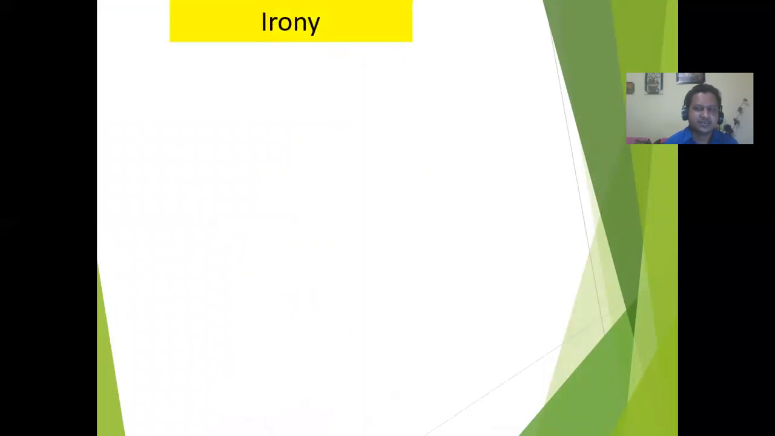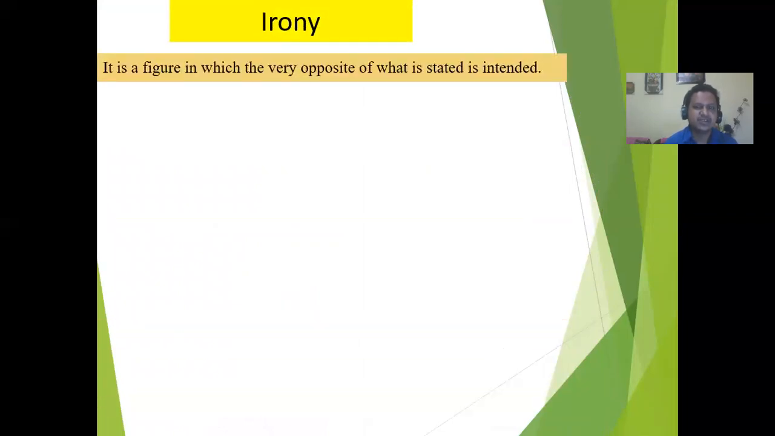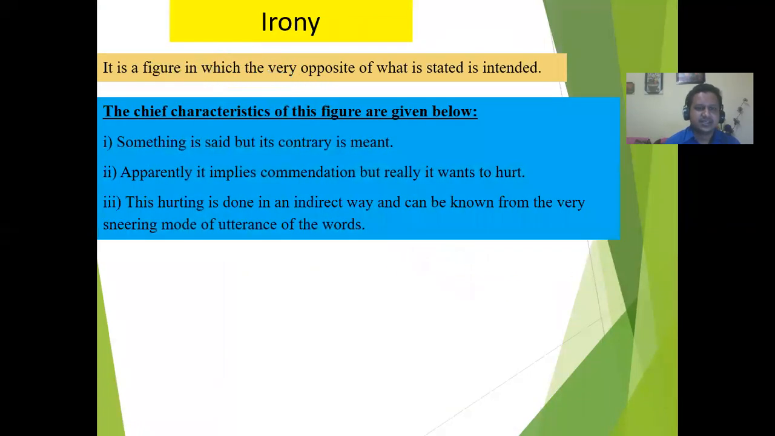Irony. Our next literary term is irony. What is irony? It is a figure in which the very opposite of what is stated is intended. And there are some chief characteristics of this figure. Number one, something is said but its contrary is meant. In this figure, if someone says something, actually he means the opposite. Apparently this implies commendation, but really it wants to hurt. This hurting is done in an indirect way and can be known from the sneering mood of the utterance of the words.